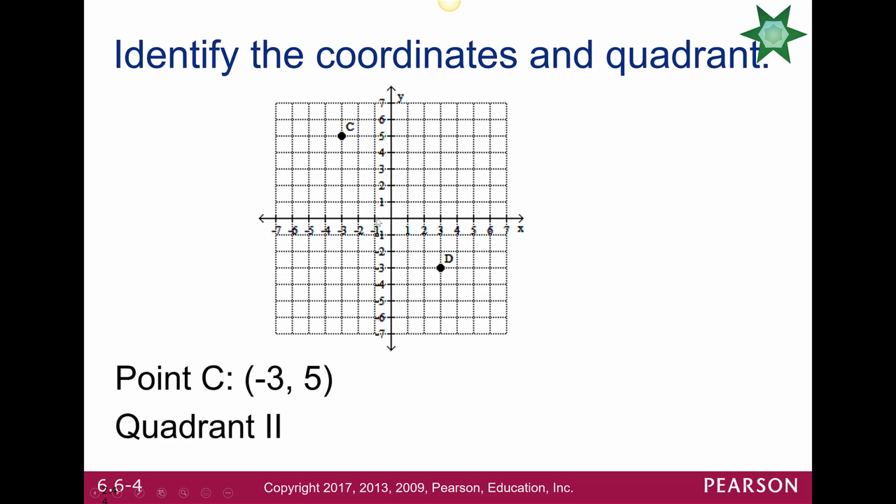Point D, start at the origin. We move horizontally first. We're going to move 3 units to the right, so that's 3, and then we go down 3 units, so that's -3. So the coordinates of point D are 3, -3. The quadrant is quadrant number 4.